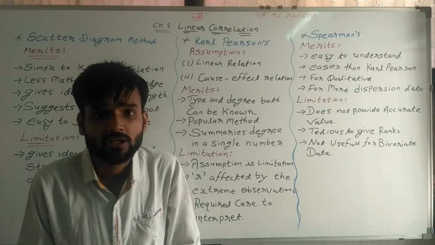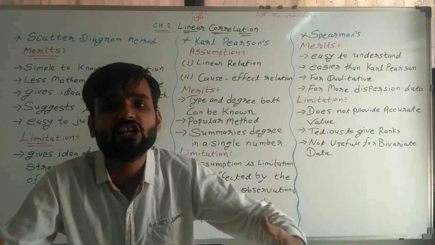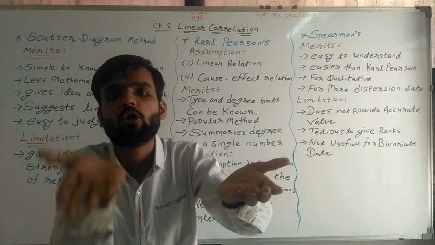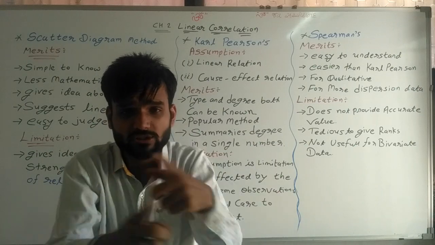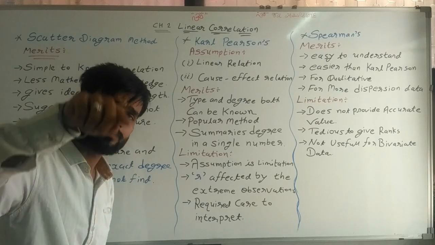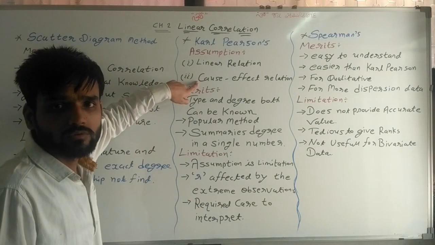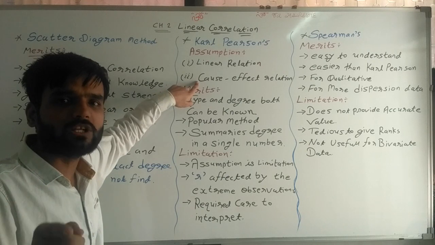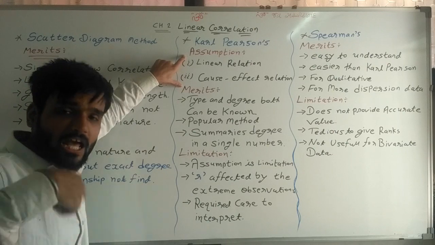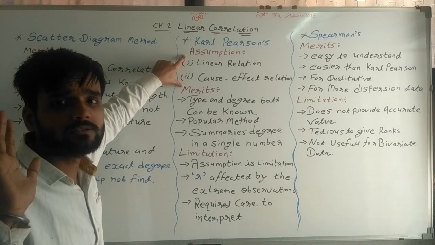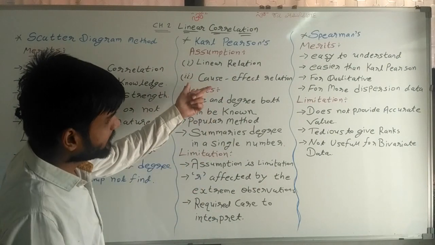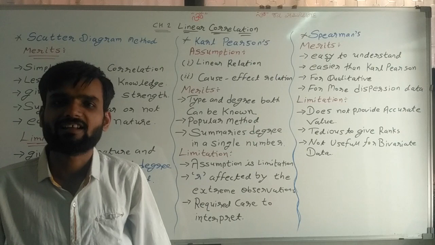Second assumption, cause and effect relation is also there. If one variable changes, due to that the other variable also changes, and direct cause and effect relation must be there. If there is cause and effect relation, then also we can find correlation coefficient by Karl Pearson method. So these are the two assumptions. Then after that apply the rule of Karl Pearson. So it is the basic assumption: linear relation is there, cause effect relation is there.